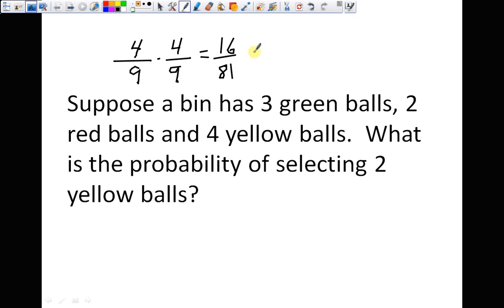Now let's do it without replacement, meaning we pick a ball, then just pick a ball again. Then we have a 4/9 chance that we get a yellow ball the first time. And then the second time we draw, there's only 3 yellow balls left. So we took 1 yellow ball out, and there's only 8 balls left. So that probability is 12 out of 72.